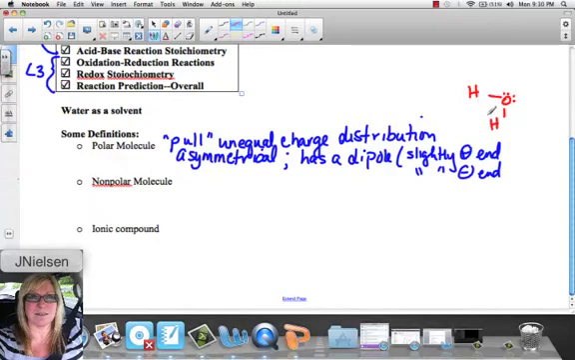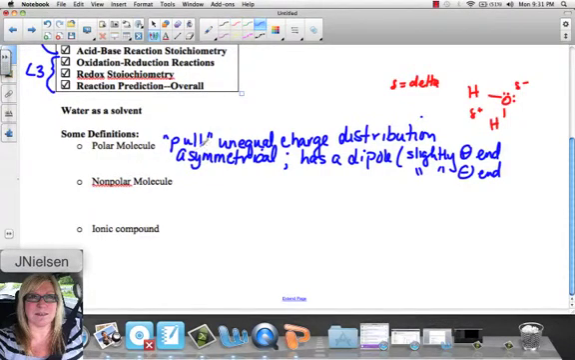And then we look at electronegativity to determine what's going on with the charge distribution. So we know that oxygen has a higher electronegativity than hydrogen because it's closer to fluorine. So this side is going to be slightly negative and this side will be slightly positive. And this little symbol is delta.